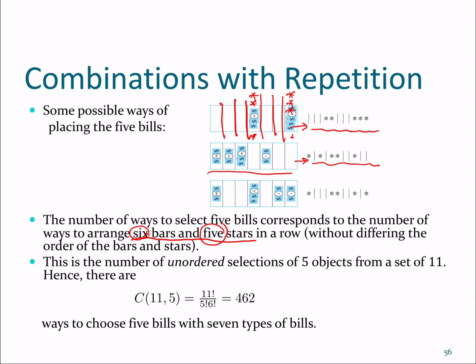So therefore you can calculate the unordered selection of 5 objects from a set of 11. You are trying to select 5 of the stars, and the total number of positions is 6 plus 5, so that's equal to 11. So therefore, the number should be C(11, 5).